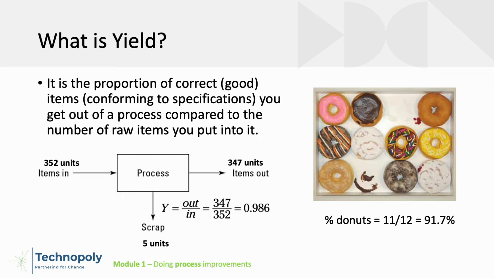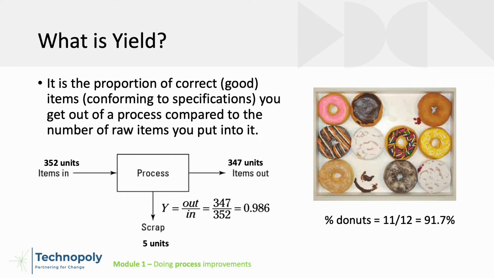A basic measure of quality is yield. Yield, in its simplest form, measures the proportion of good items over the total items you have. It is the ratio of good items out of what you have inputted into your process. In the example below, you could see that we have a process where 352 units went into it and only 347 units turned out to be good. This gives us a yield of 0.986 or 98.6%.